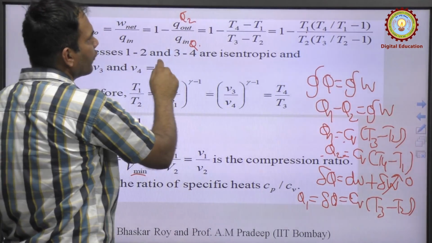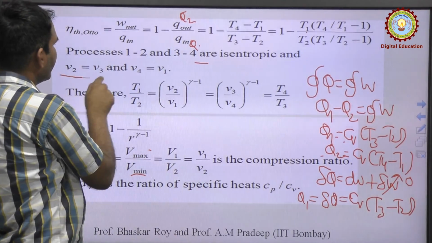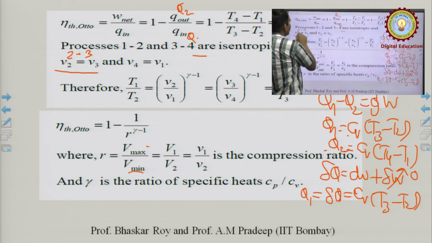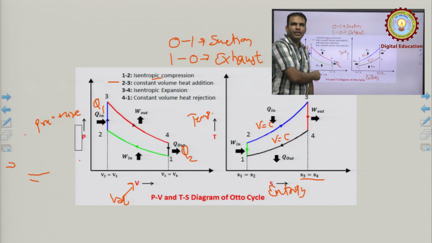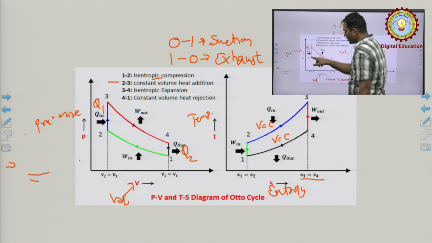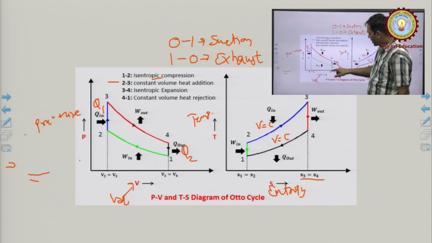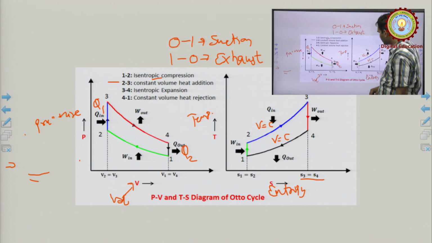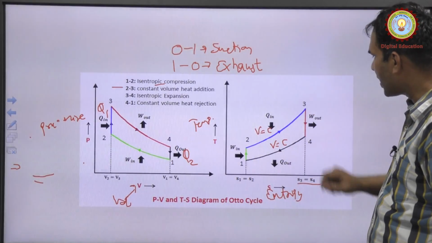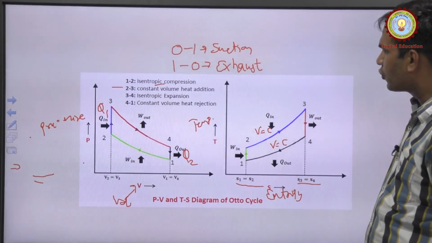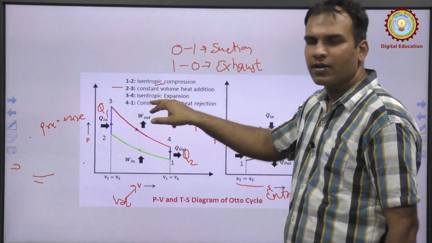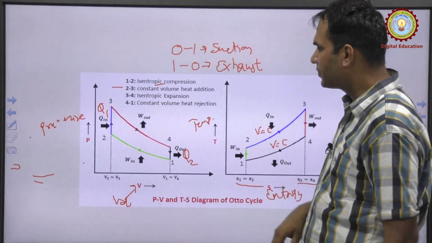Since 1 to 2 and 3 to 4 are isentropic, and V2 is equal to V3 because 2 to 3 is an isochoric process, so volume is constant. Similarly, 4 to 1 is an isochoric process, so volume is constant. You can see in this diagram also V2 is equal to V3 and V1 is equal to V4 because volume is constant, and 1 to 2 and 3 to 4 are isentropic processes because S1 is equal to S2 and S3 is equal to S4. So, 1 to 2 and 3 to 4 are isentropic and 2 to 3 and 4 to 1 are isochoric.